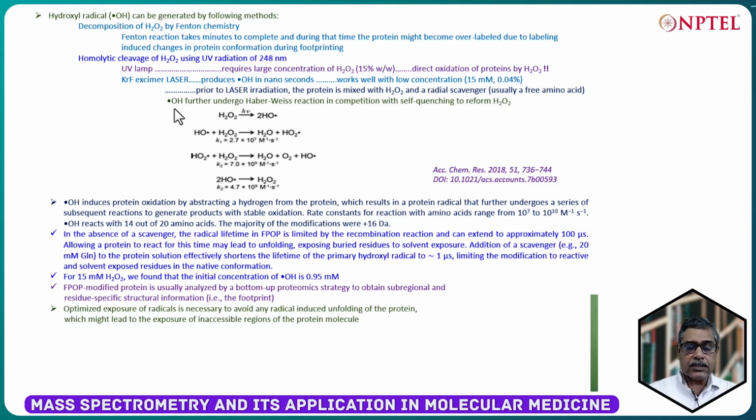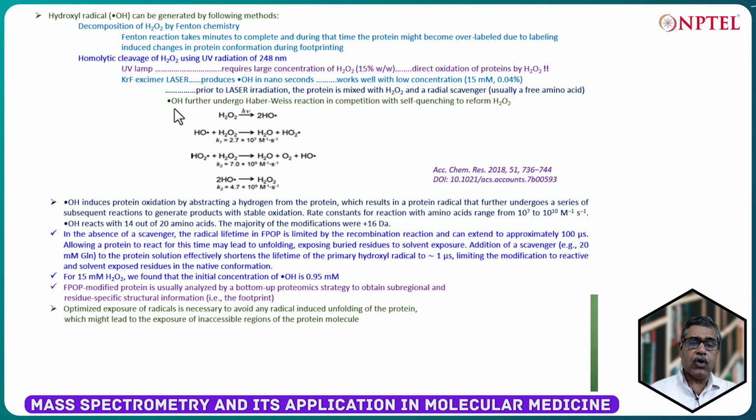So another strategy is to use KrF excimer laser that produces OH dot in nanosecond scale and works well with low concentration of proteins, 15 millimolar, 0.04%. And prior to laser irradiation, the protein is mixed with hydrogen peroxide, H2O2, and a radical scavenger that must be there along in the system itself, which is basically an amino acid.